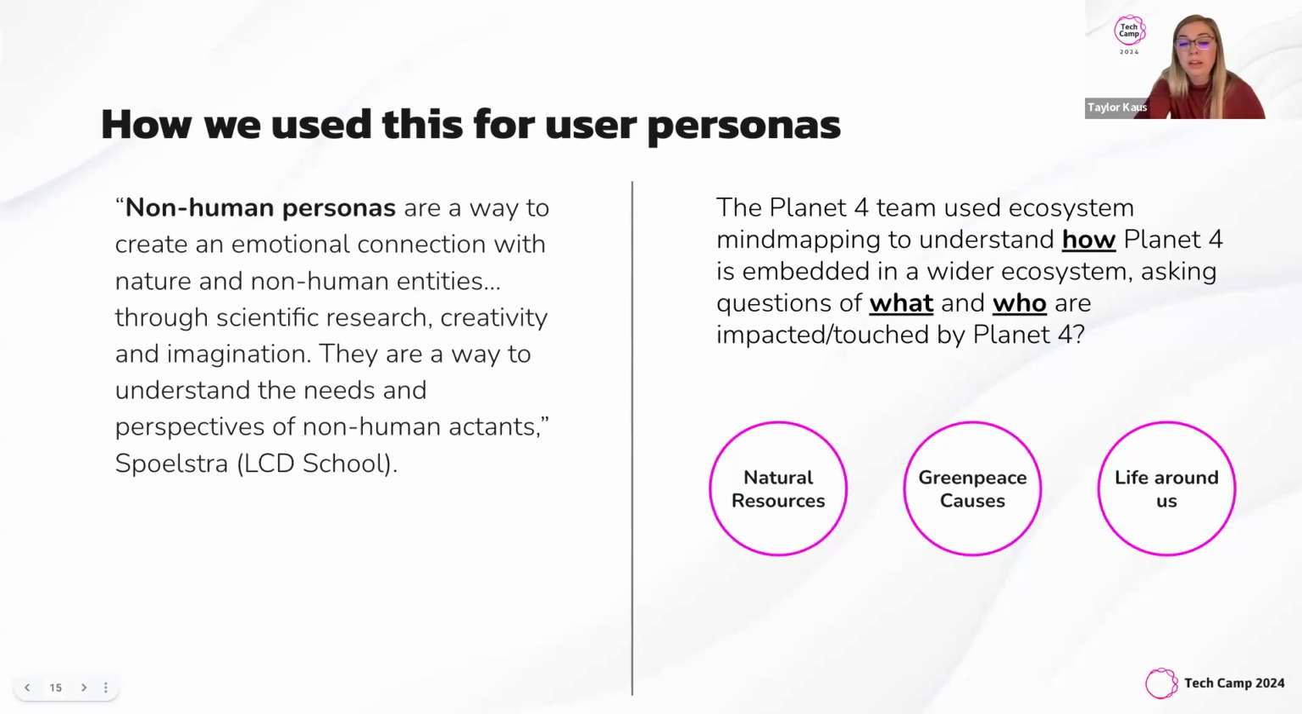Part of life-centered design was ecosystem mind mapping, which is a collaborative design process that allows you to explore the ecosystem in which your problem or project sits. The Planet 4 team used this to understand how Planet 4 is embedded in a wider ecosystem, asking what and who are impacted or touched by Planet 4. In this session, we asked what natural resources Planet 4 might use, from our commutes to our servers. We asked what Greenpeace causes we could consider as users, what other life around us is impacted by the work we do, and what communities our users, our non-users, our team, or us as individuals are a part of, and so on.